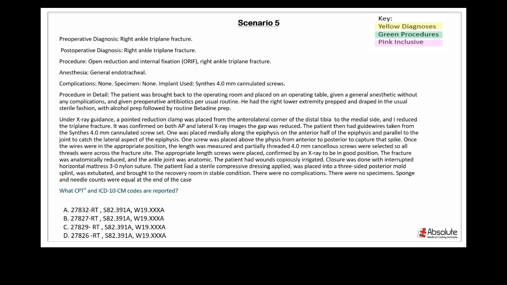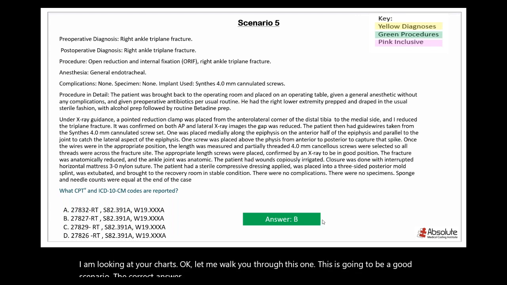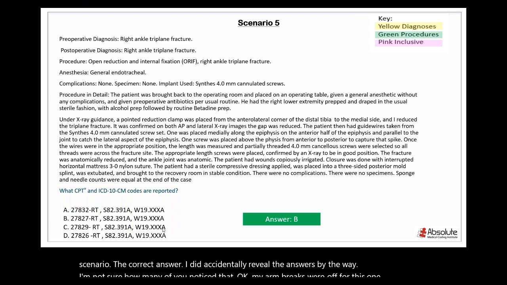Okay, coders. I thought I would give you a couple more minutes for this scenario. It's a close call, right? Might be between option B and option D. I am looking at your chats. Okay, let me walk you through this one. This is going to be a good scenario. I did accidentally reveal the answers, by the way. Not sure how many of you noticed that. My on-clicks were off for this one. So the correct answer is going to be option B.